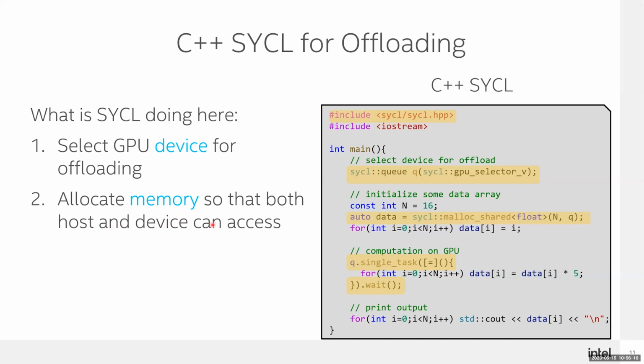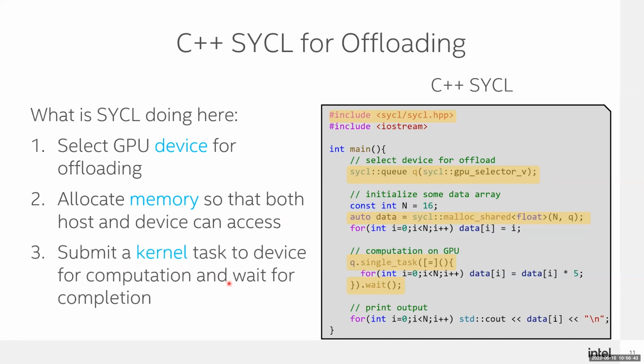And the second thing we are doing is changing the way we are allocating memory so that both host and device can access it, right? You can see that before this, in the C++ code, we just had a float of data. Instead of that, now we have something called malloc shared. And if we allocate the memory this way using malloc shared, this data can be accessed both on the host as well as on the GPU device. So that's another thing that's different.